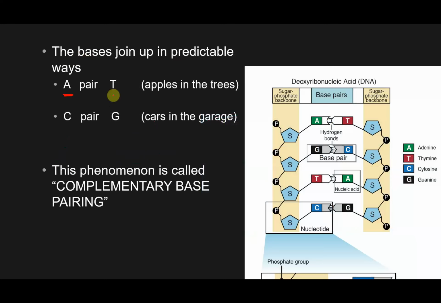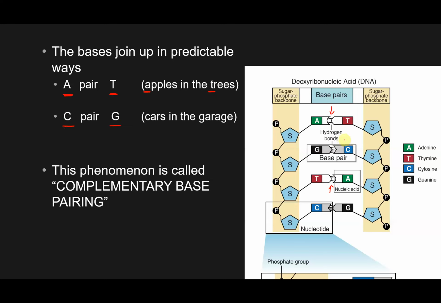So whenever you have an A, it's always going to be paired with a T, as we can see in this one here, and in this one here. So if it's A on the left, it'll be T on the right. If it's T on the left, it'll be A on the right. And one of the ways that we can remember this is that apples go in trees. So apples in the trees, A and T are going to go together, and also likewise C and G are also going to pair together.